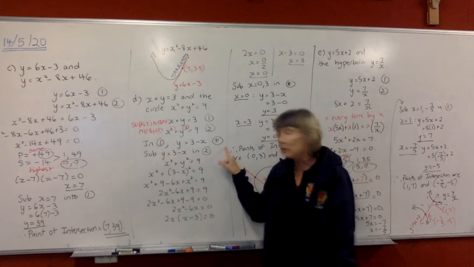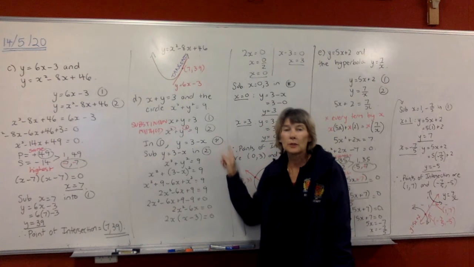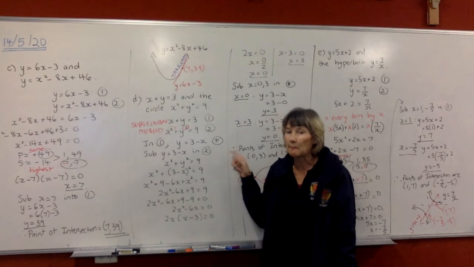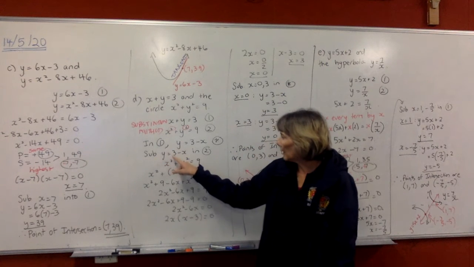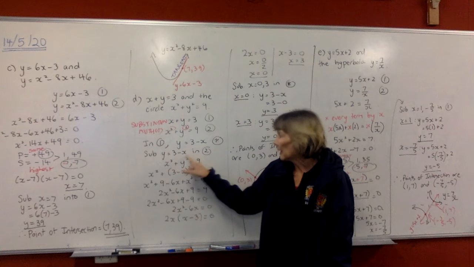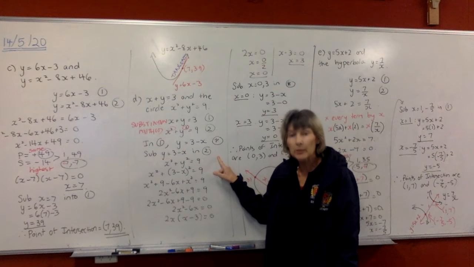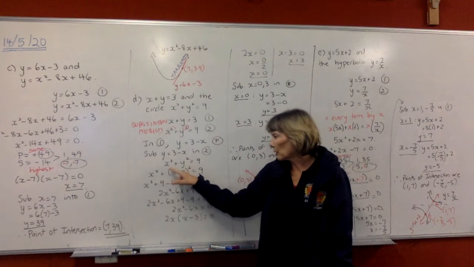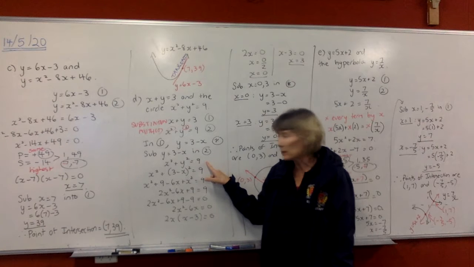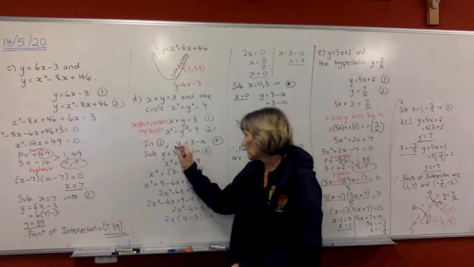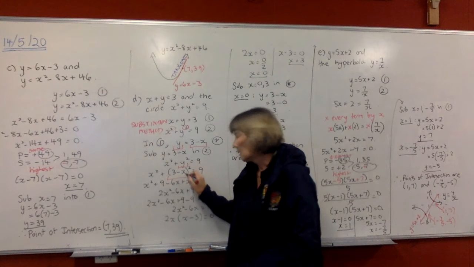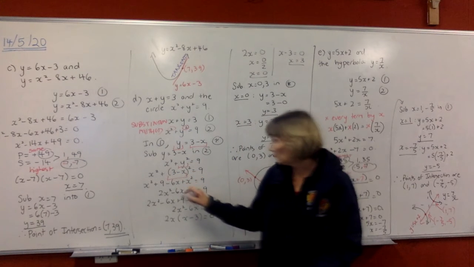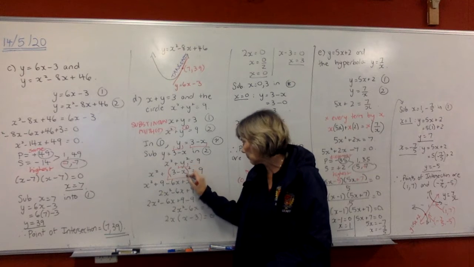Remember, when we did the substitution method, we called that the asterisk equation because it was an easy one to come back to later. Now we're going to sub the y equals 3 minus x that we've just got into the other equation, into number 2. So we're going to write equation 2 down, x squared plus y squared equals 9. And where you see y, you're going to write 3 minus x. But because there's more than one term, make sure you have those brackets there.